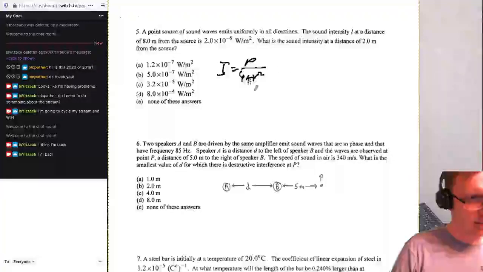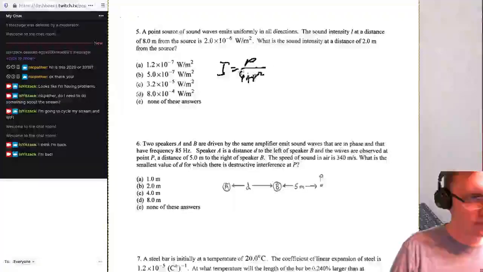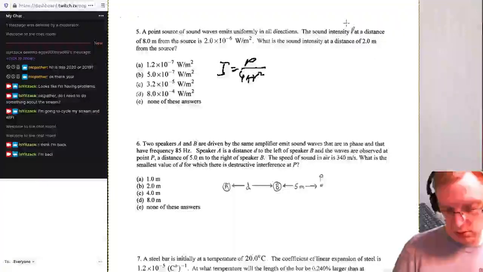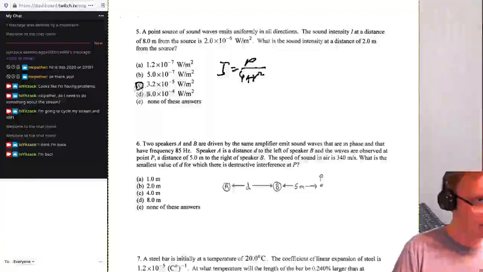It's the power over the area that the power has been spread over. So if it is 2 times 10 to the minus 6 at 8 meters, then at 1/4 of the distance, right? 8 over 2, yeah, it's a quarter. At a quarter of the distance, we expect it to be 16 times higher. So 2 times 16 is 32 times 10 to the minus 6, also known as 3.2 times 10 to the minus 5.